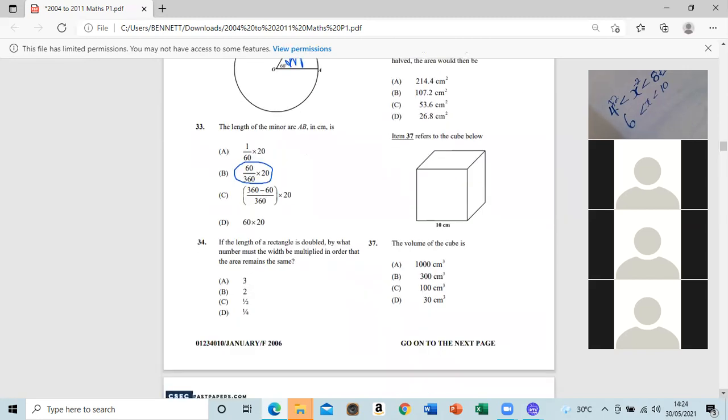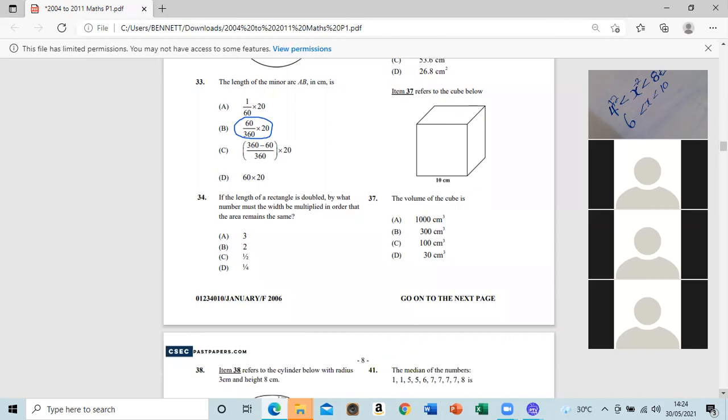Next, if the length of a rectangle is doubled, by what number must the width be multiplied in order to make the area the same? What will be the answer for this? We could actually try something here, instead of overthinking it. They're not giving a length, but we make our own length. Let us say the length is 6 and the width is 2. So the area for this would be 12, right?